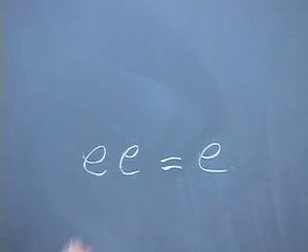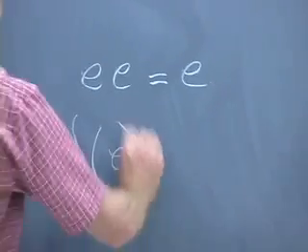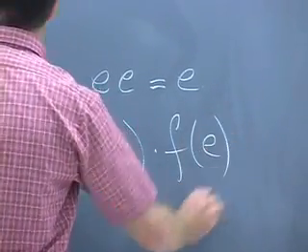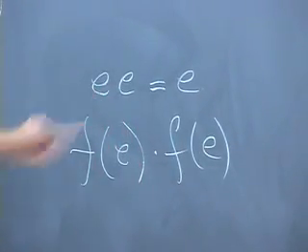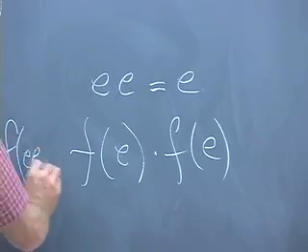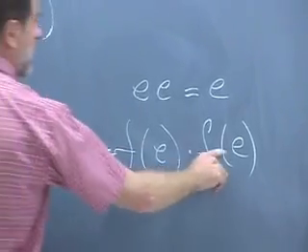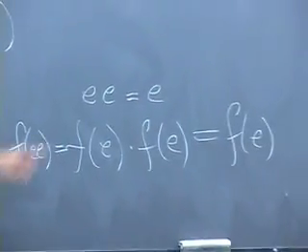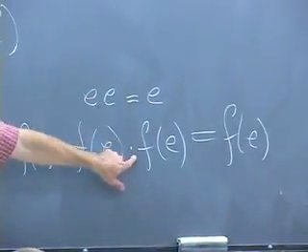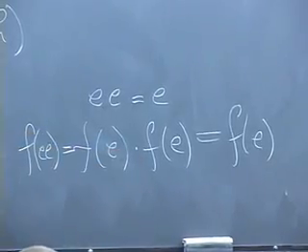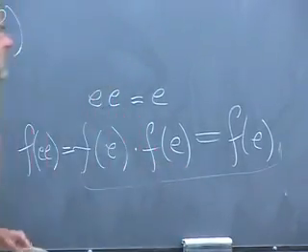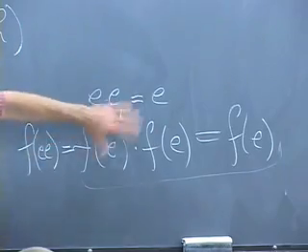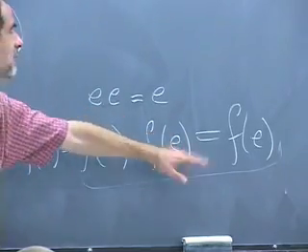So if you take that and you apply f to it, you get f of e times f of e using this property. That's f of ee. So maybe I should have written that down. f of ee, which is f of e times f of e, is equal to f of e. Applying f to both sides of this identity, and then using the homomorphism property, we see that f of e has that property in the group G prime. So multiplying by f of e inverse, you see that f of e is e prime.